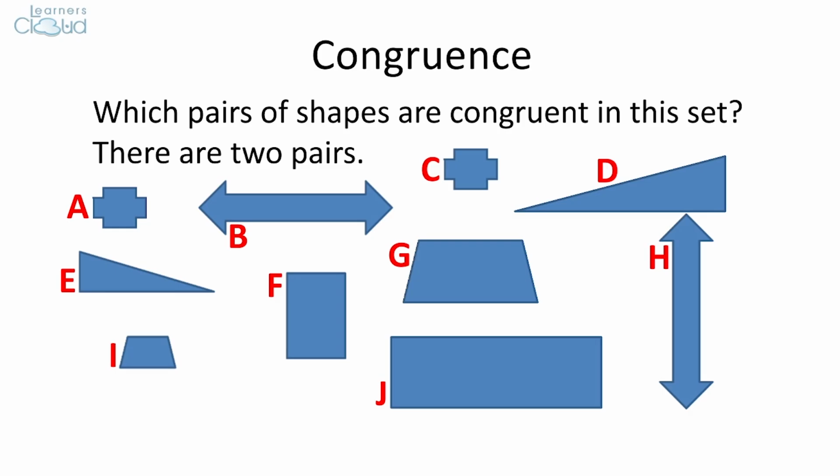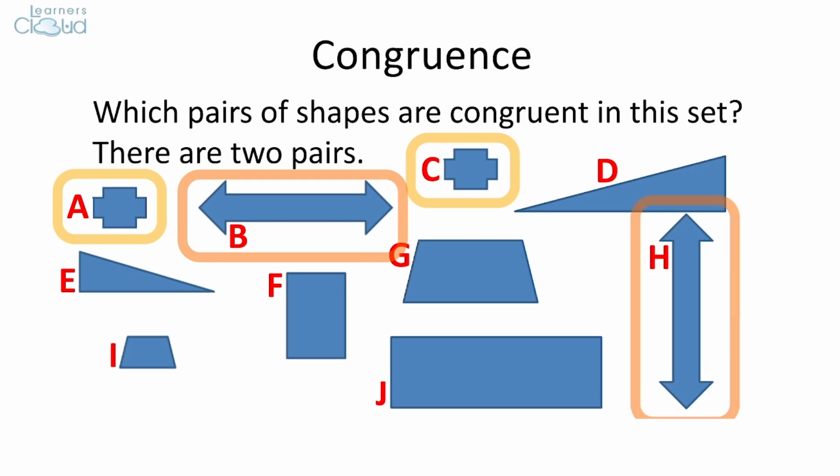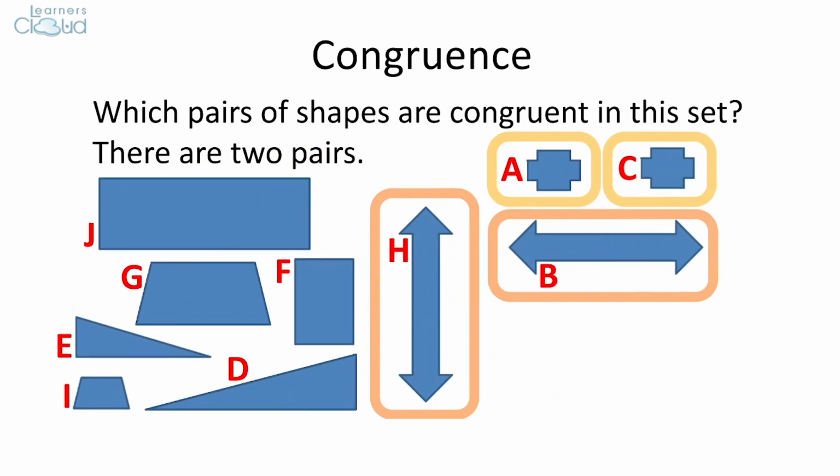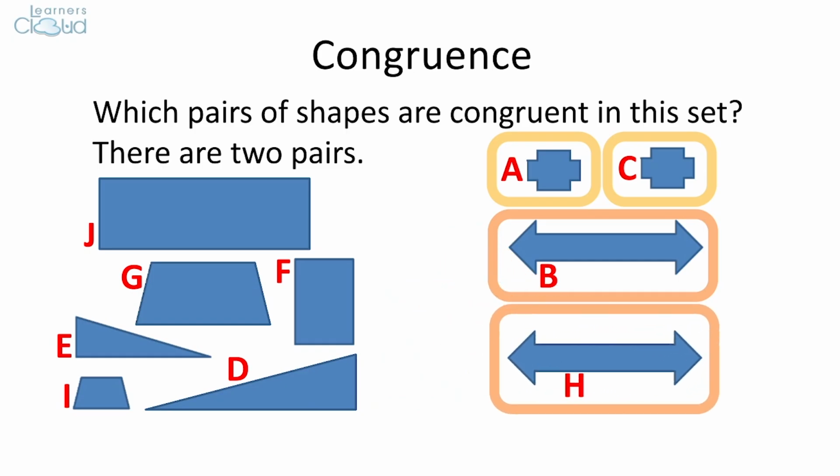And then if we look at A and C, we notice they're both crosses, or cross shapes, and they are identical in size. So A and C is our first pair of congruent shapes. And then again, talking about that rotation thing that I mentioned earlier, B and H are also congruent. Even though H is a rotation of shape B, they're still the same size.